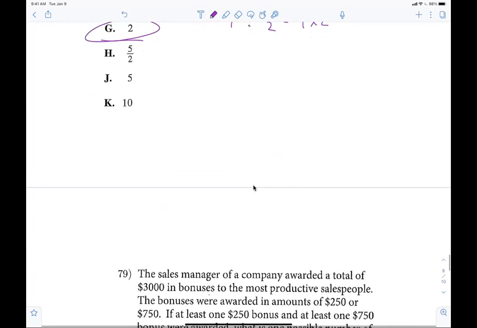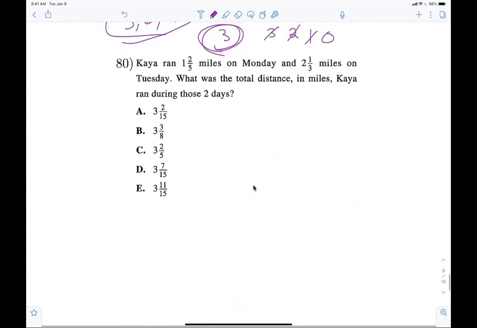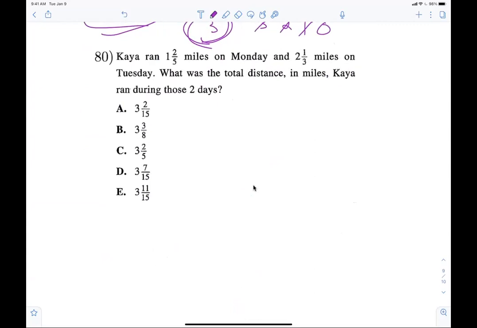Kaya ran 1 2/5 miles on Monday and 2 1/3 miles on Tuesday. What is the total distance in miles Kaya ran during those 2 days? So you can do 7 over 5. But you could do 1 2/5 plus 2 1/3 would be a 1.